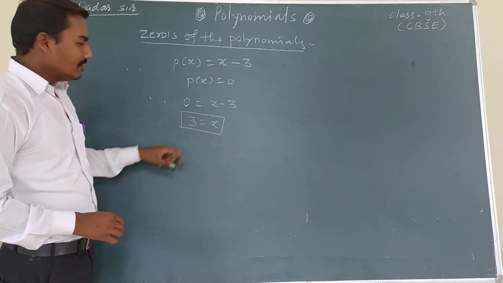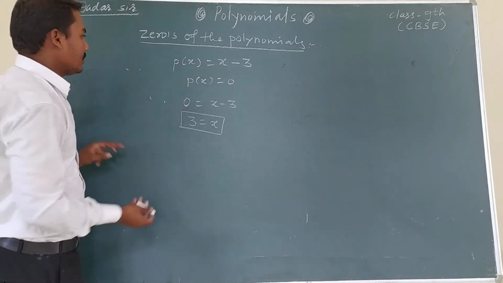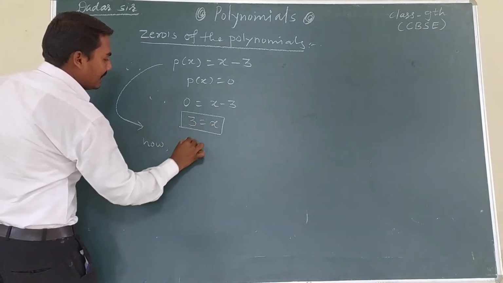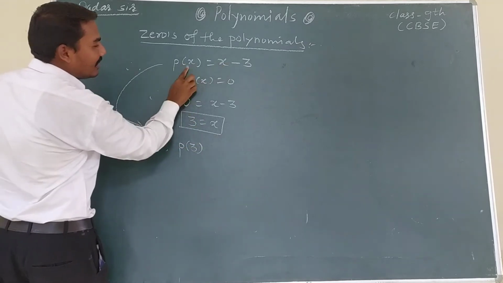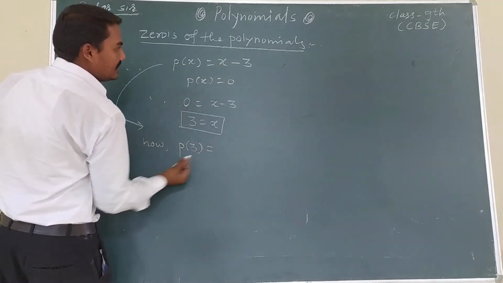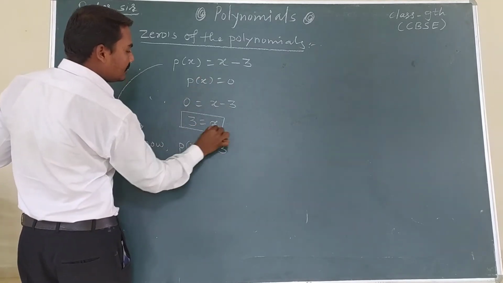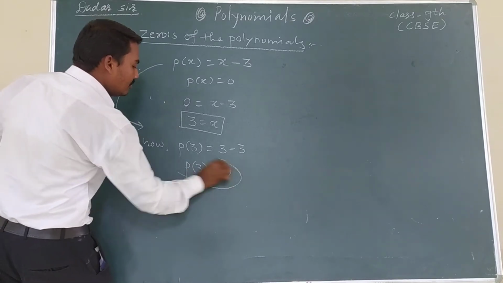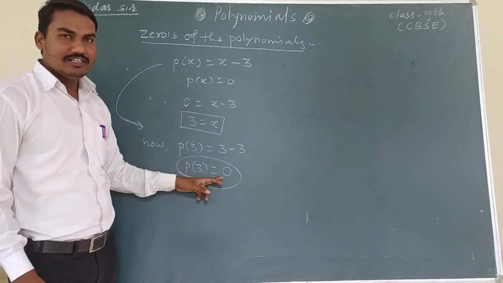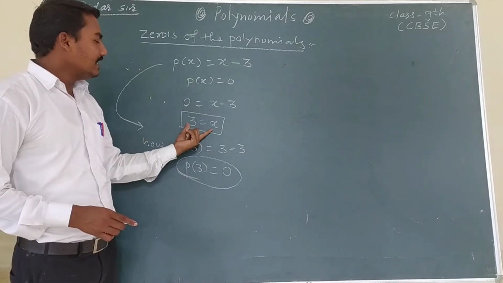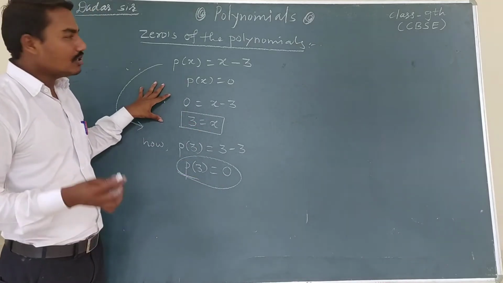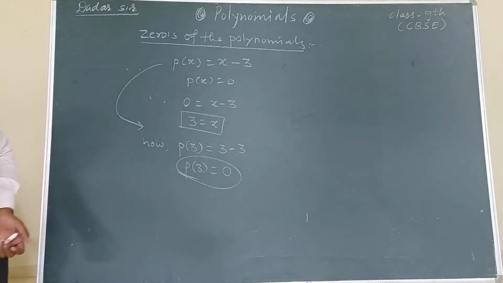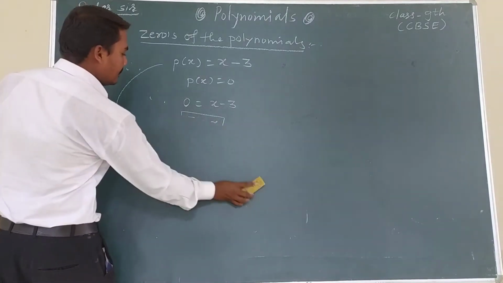We have to check whether for this value it becomes 0 or not. Now, how? P of 3. x की जगह पर क्या आएगा, यहाँ पर 3. So P of 3 is equal to 3 minus 3, it becomes 0. So P of 3 is equal to 0. So the polynomial becomes 0, so x is equal to 3 is our zero. For such values the polynomial becomes 0. It is the zero of your polynomial. Understood? Now we have to see the next example.